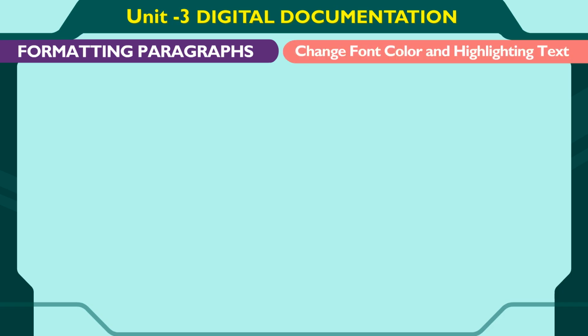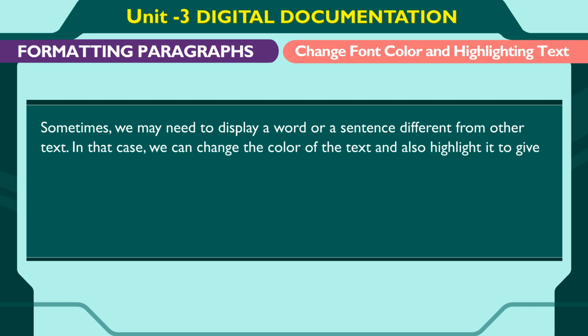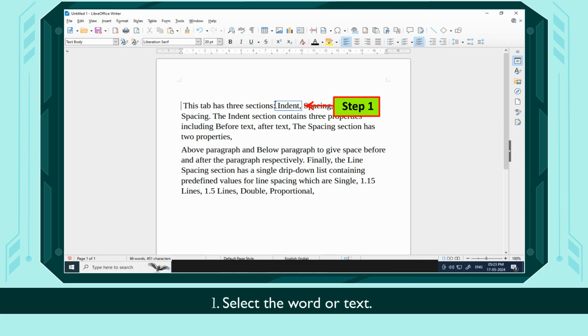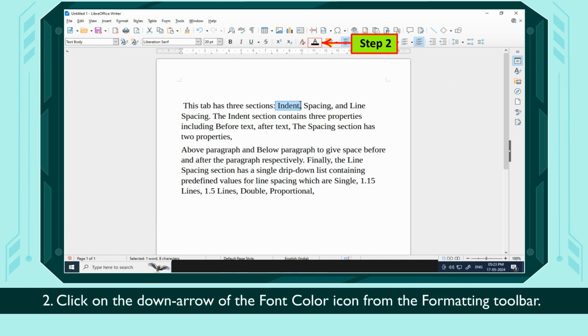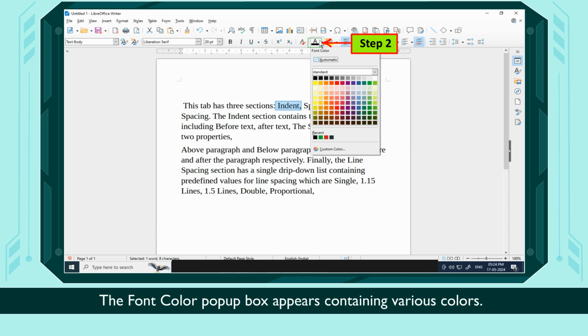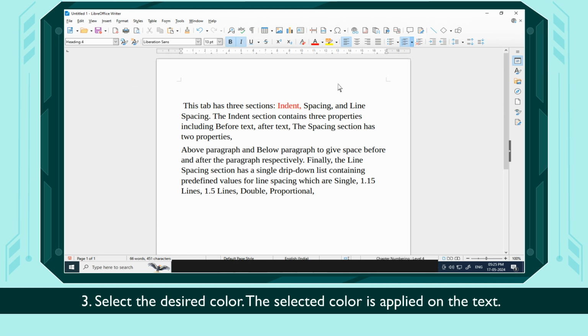Change font color and highlighting text. Sometimes we may need to display a word or a sentence different from other text. In that case, we can change the color of the text and also highlight it to give it more importance. To change the color of the text, follow the given steps. 1. Select the word or text. 2. Click on the down arrow of the font color icon from the formatting toolbar. The font color pop-up box appears containing various colors. 3. Select the desired color. The selected color is applied on the text.